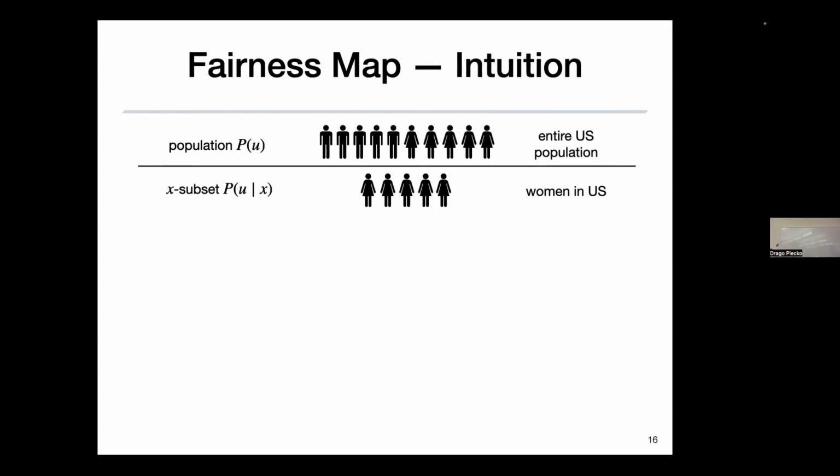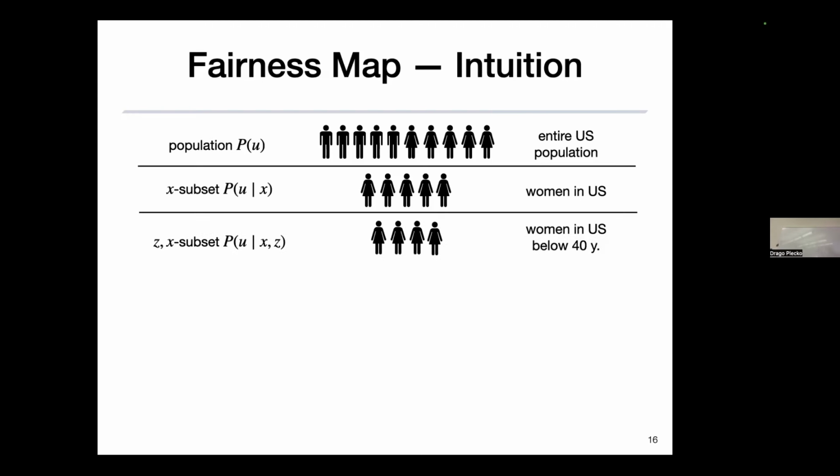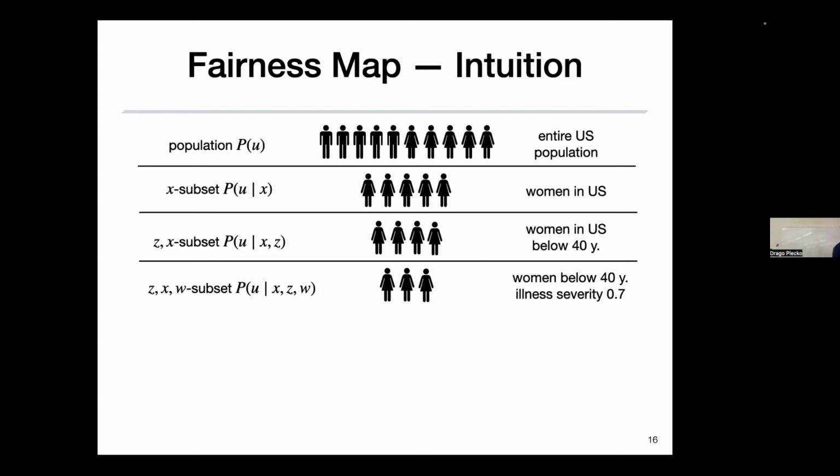And importantly, the first and the second quantifications may be different, right? Maybe the bias when you focus just on the women is different than in the overall population, okay? Of course, we can zoom in even more, right? So we may consider women in the United States that are below 40 years of age, right? So this is, again, a specific subgroup that may be of interest, and we can try to quantify the discrimination in this specific subgroup. We can go even further, right?